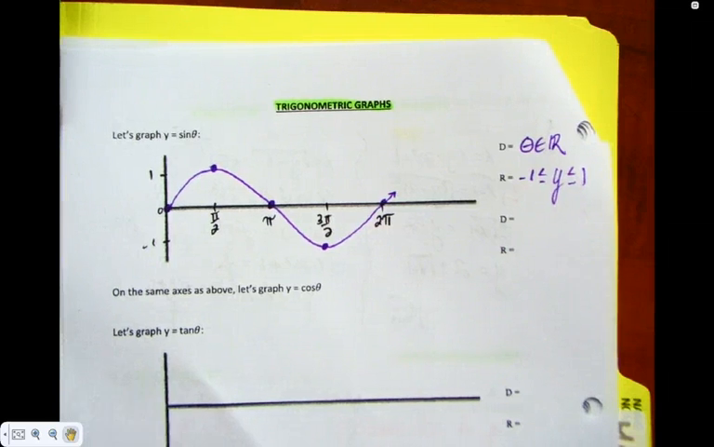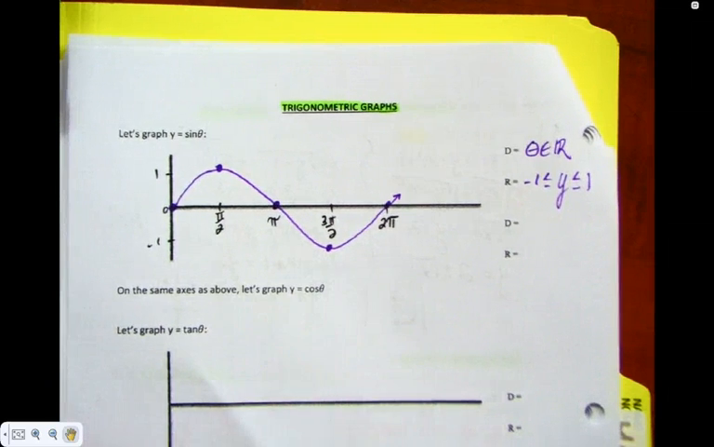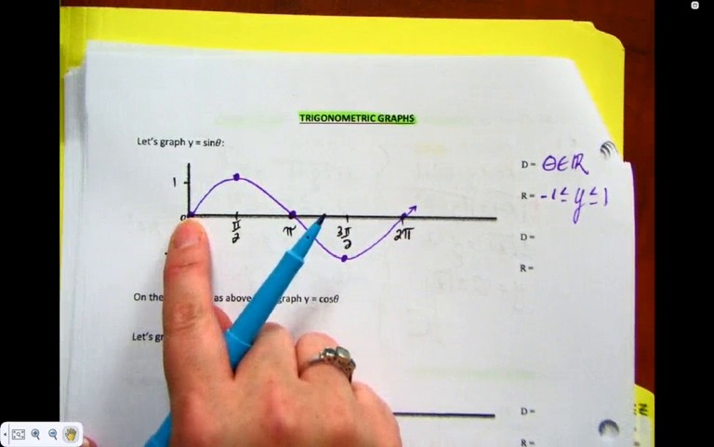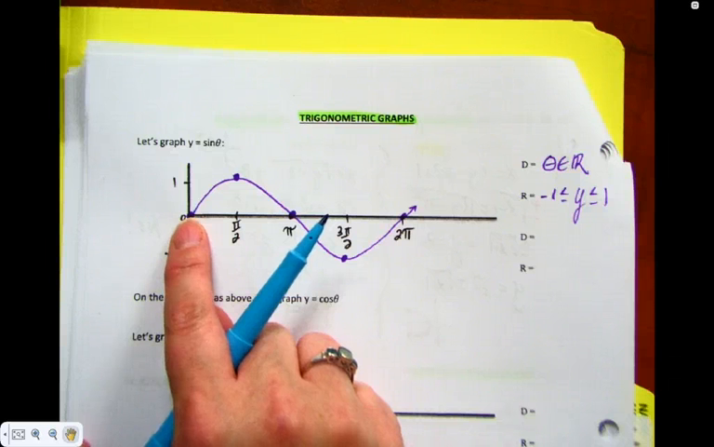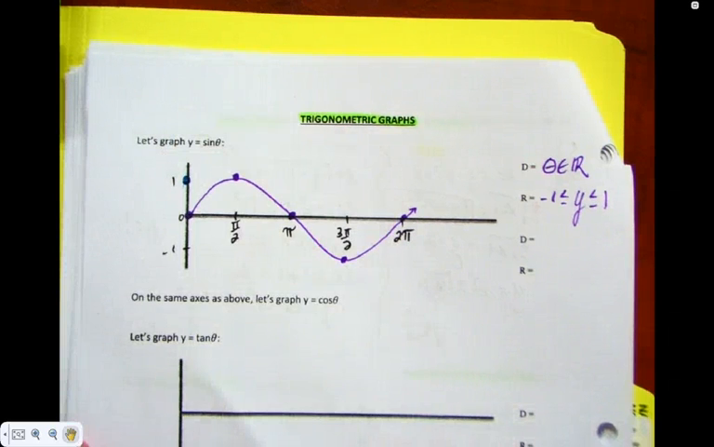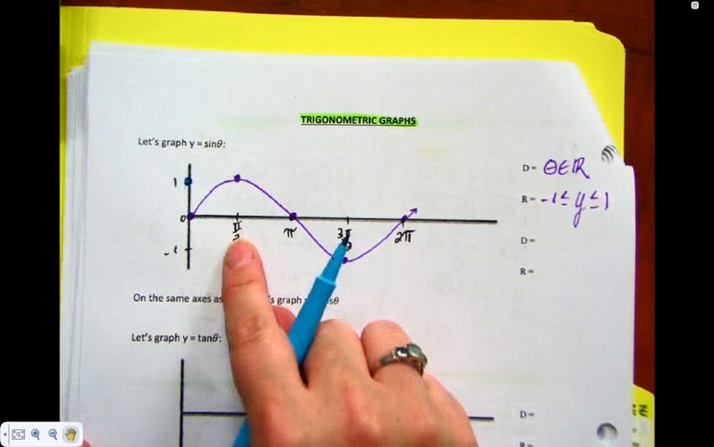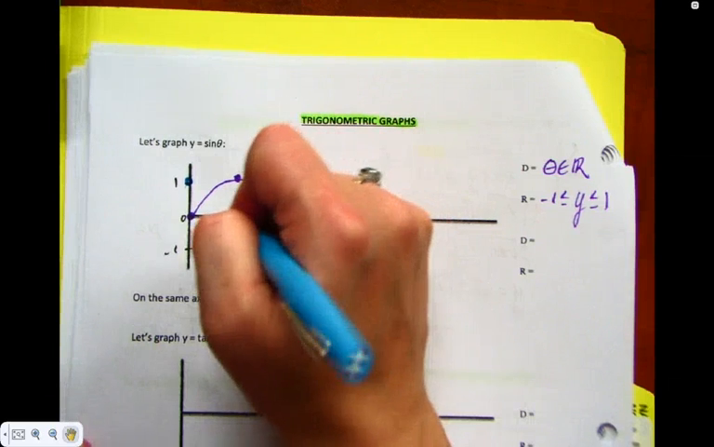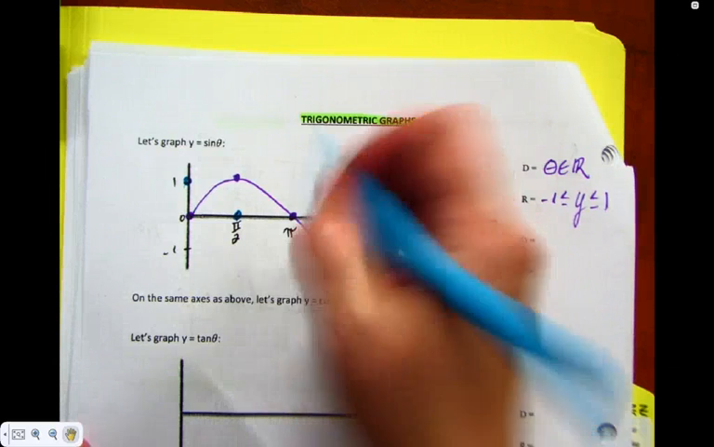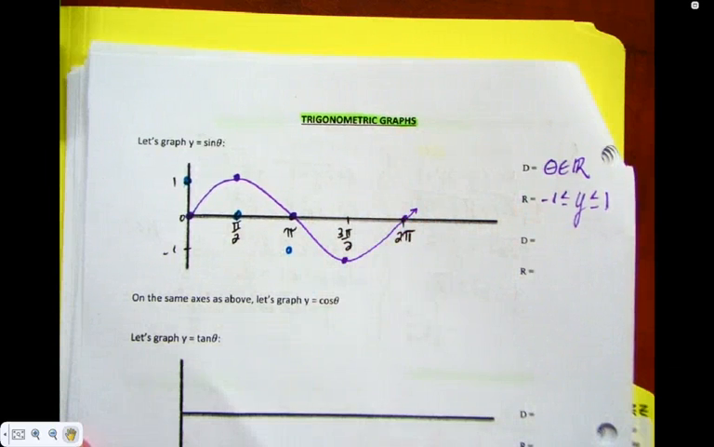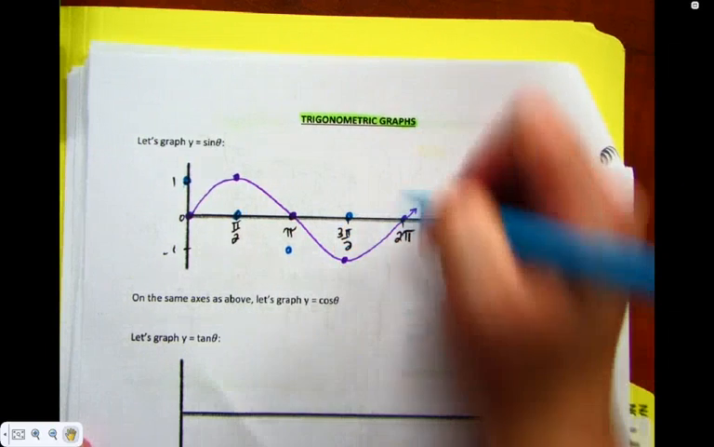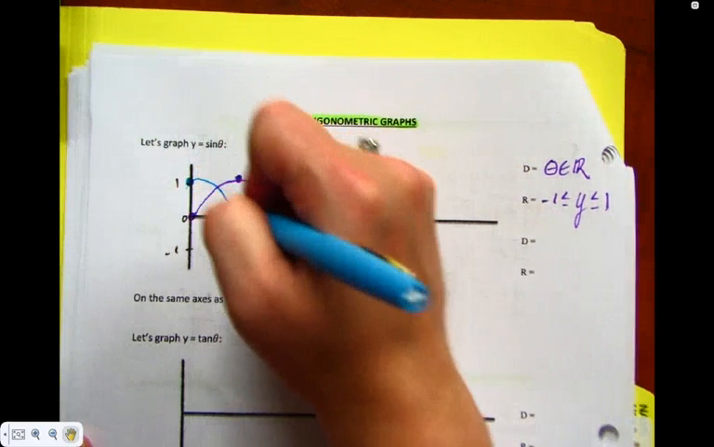I'm going to switch colors because I'm going to do cos on the same set of axes. Right-hand side of the circle, 0, what's the cos value? 1. Pi on 2, top of the circle, what's the cos value? Left-hand side of the circle, pi, what's the cos value? Negative 1. 3 pi on 2, the bottom of the circle, 0. And all the way back around to 2 pi. Check out cos.